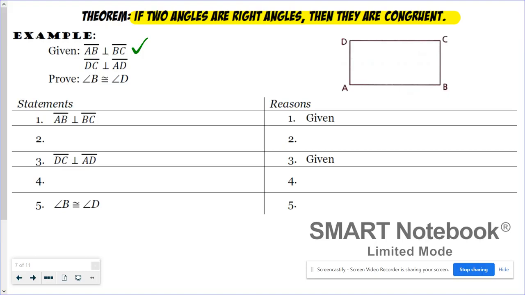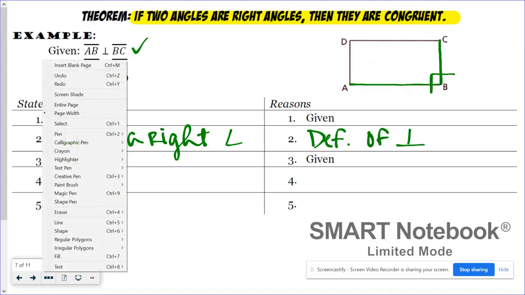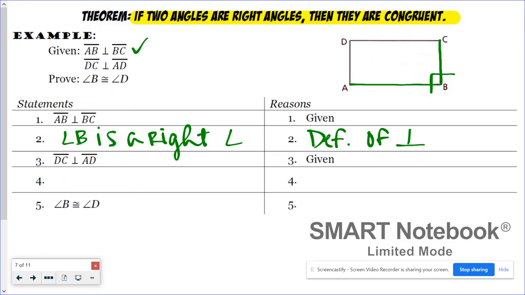So here they said that segment AB is perpendicular to segment BC. That means that angle B is a right angle. And why is it a right angle? That's right, because it's perpendicular. So definition of perpendicular. Then you're ready to bring your next given into your proof.